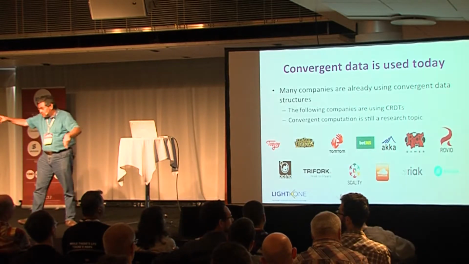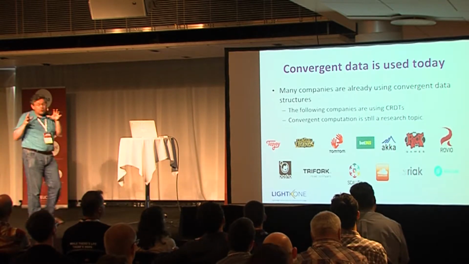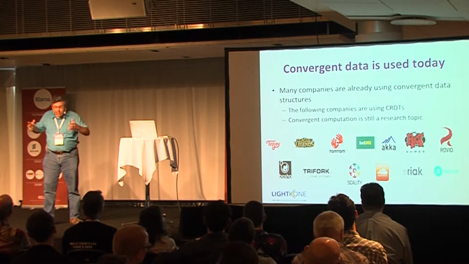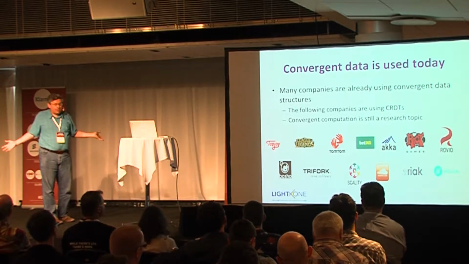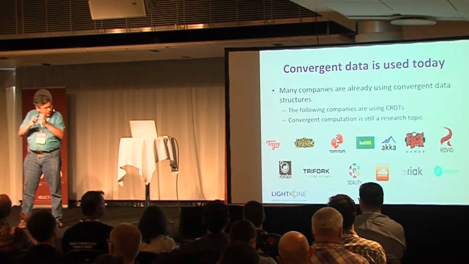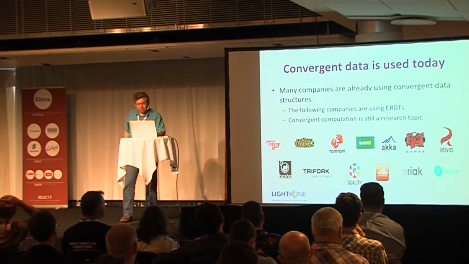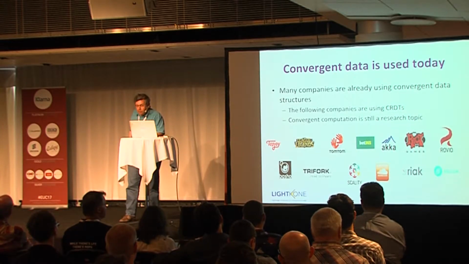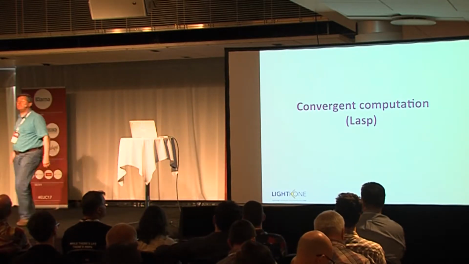So all the logos that you see there are using CRDTs, which are basically just convergent data structures. But we want to generalize that to actually do computation, full-fledged, arbitrary computation. So that's really what we want to do. We want to move from just single data structures that are convergent to arbitrary computation. So let me cut to the quick immediately, and let me show you how to program in our system, LASP.